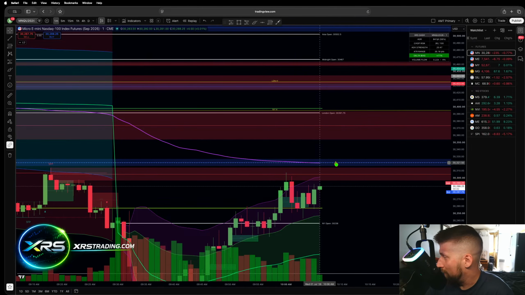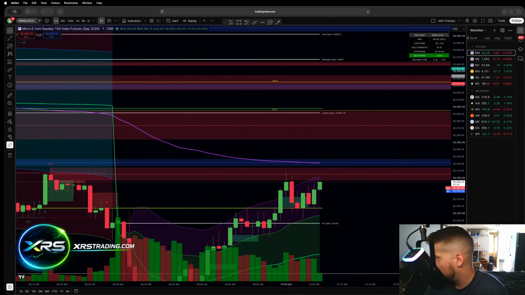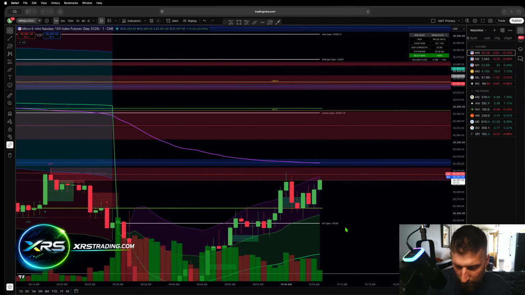It's definitely trying to squeeze up though. Looking at Bookmap, it wants to come up and sweep out that swing high to the left here. About to long it through the swing high.